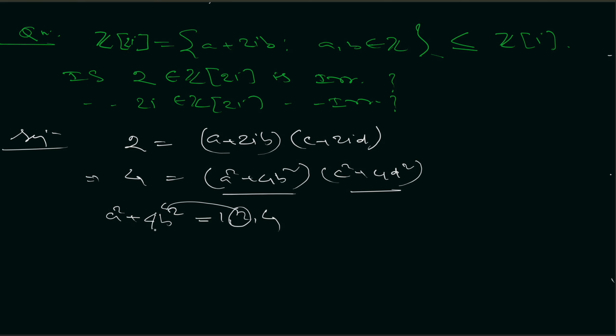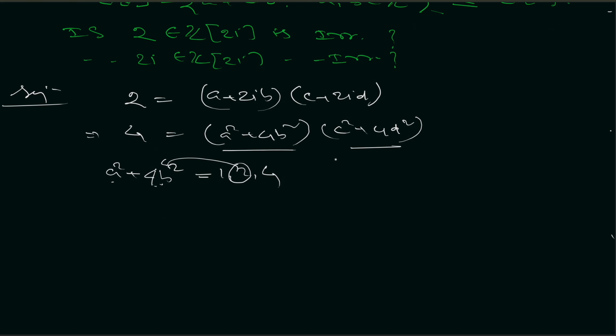But if it is 1, this implies that the element a plus 2ib is a unit. If it is 4, then c plus 2id will be a unit. So 2 is irreducible. Similarly, you do it for 2i. I will not give you much hint because the same idea will work very nicely here. So there is no need to worry too much.